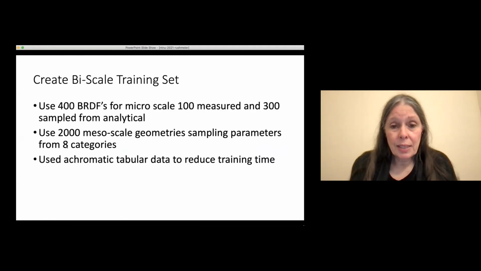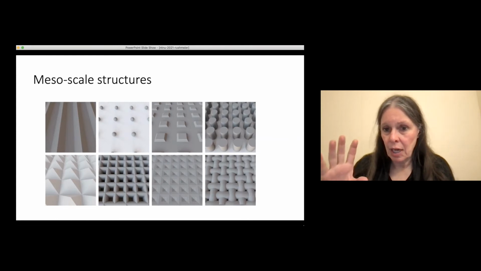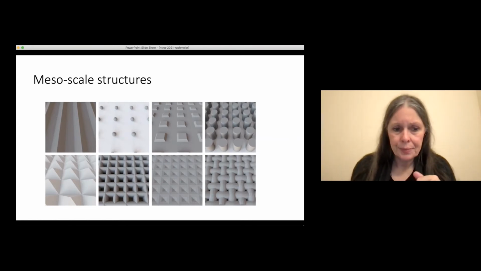For our training set, we had 400 BRDFs to solve for, 100 of them measured and 300 from analytical models. Then we had 2,000 mesoscale geometries that we sampled from 8 categories. These categories are the small-scale geometries available to us, and they are all parameterized. For example, the cylinders can be fatter or taller or closer together.